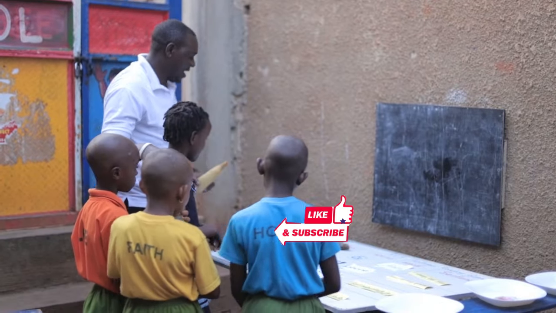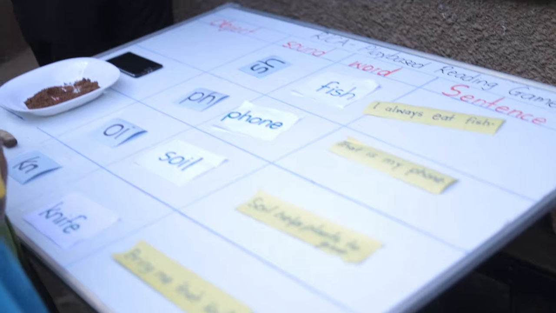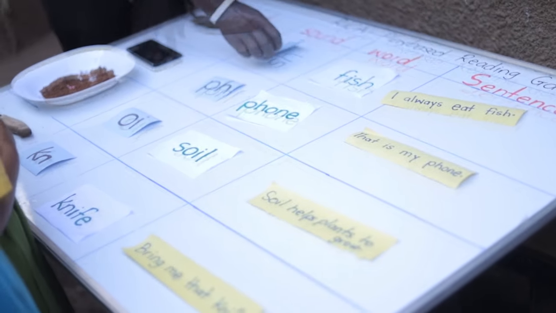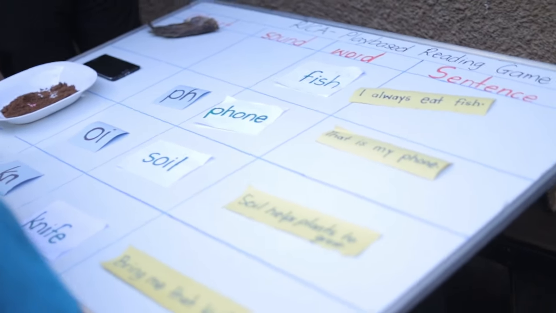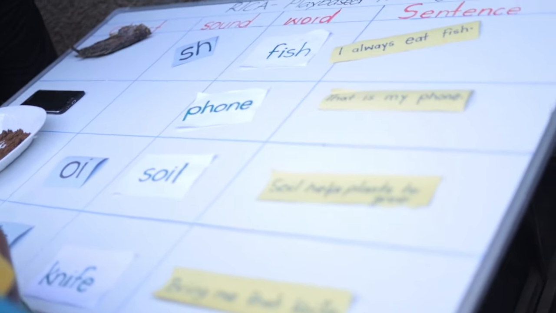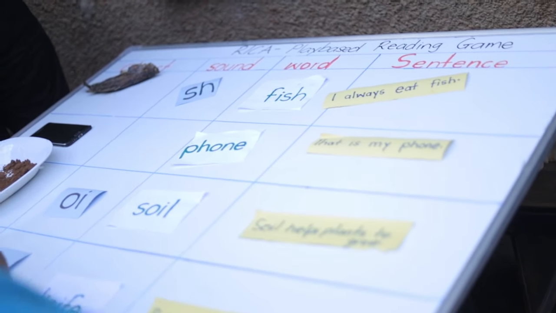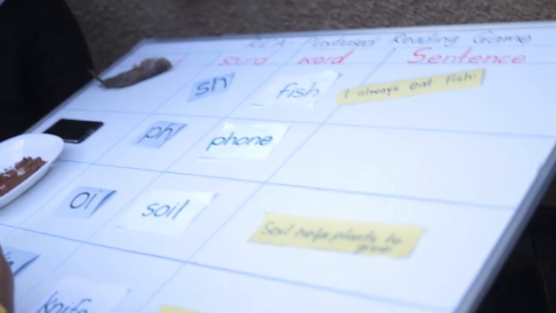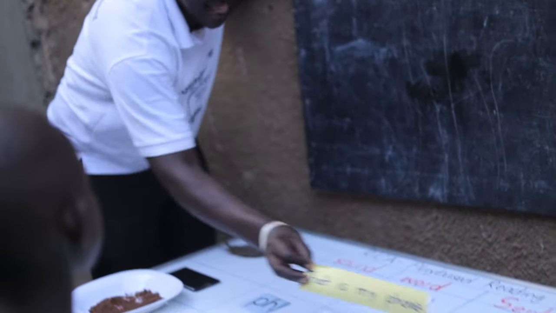Wow. Let us read our words. What is this? Fish. And then what is this? Phone. Is it for sound phone for this? No. It is for phone. And then the word is? Phone. Then let us read together. That is my phone.